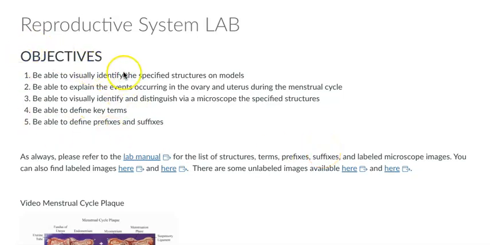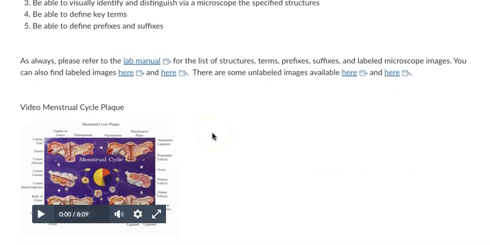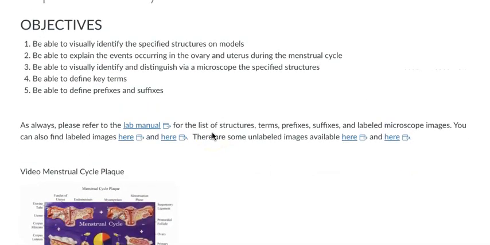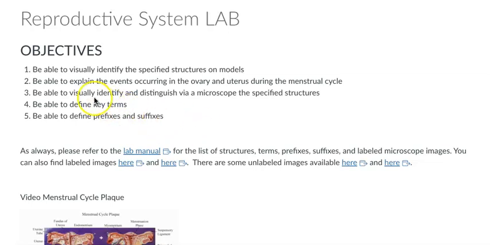So our objectives, as you've come to expect them, are located on a Canvas site. You're going to be responsible for identifying structures on the models. You'll need to explain the events occurring in the ovary and uterus during the menstrual cycle, and I have a video of that below using the menstrual cycle plaque. Be able to identify and distinguish microscopic images, again, key terms, prefixes, and suffixes.